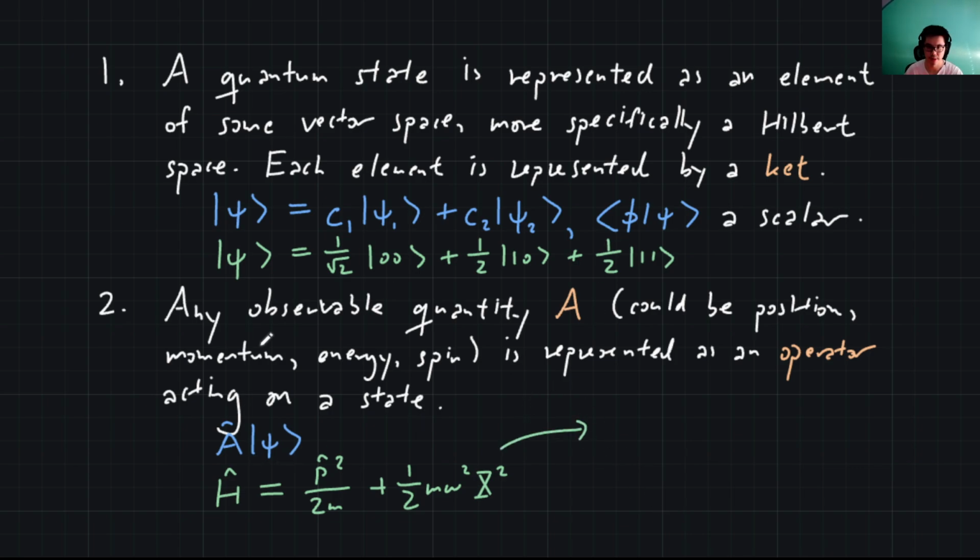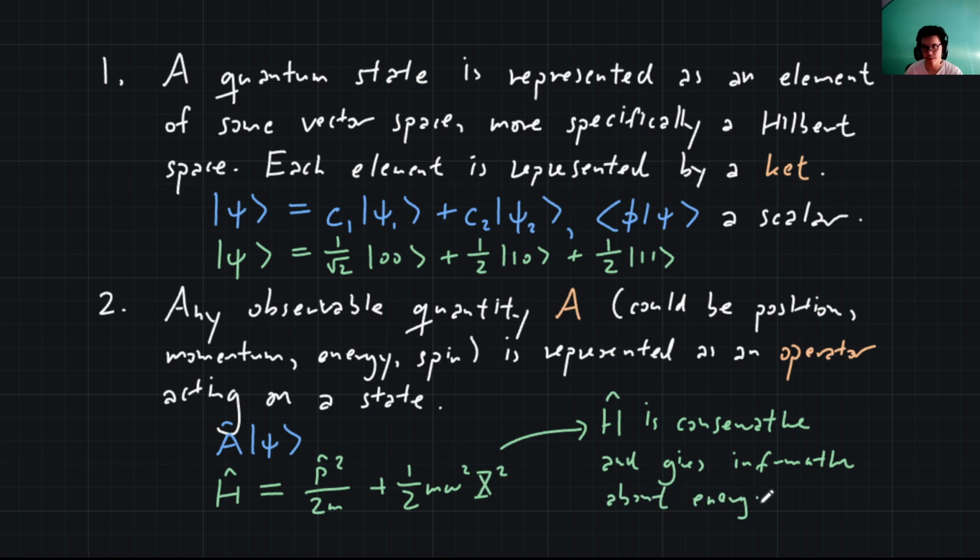And the Hamiltonian gives us the energies. H is conservative and gives information about energy. If you want to solve for the momentum or the position, you have to isolate p and x respectively.